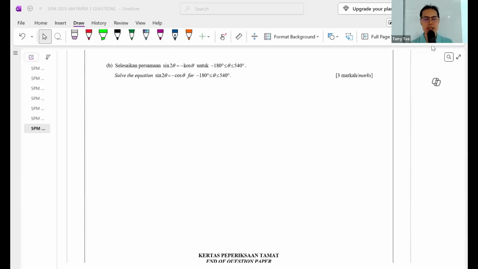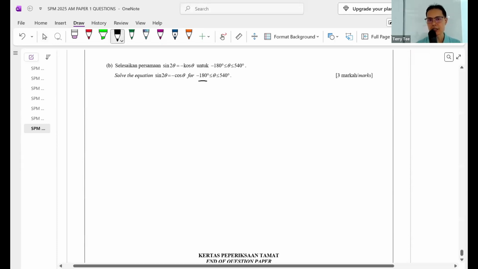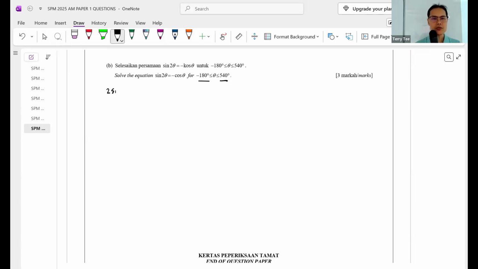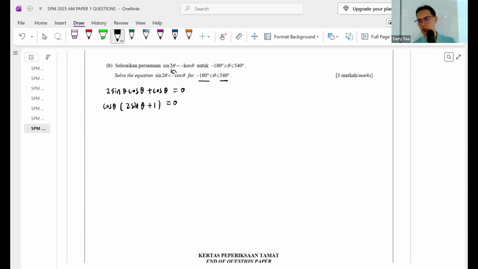Last one, partly you have to solve this equation, but take note that the angle starts from negative 180 to 540. Okay, so sine 2 theta, there's only one formula for sine 2 theta, which is what? 2 sine theta cos theta. The negative cos, I can throw to the left hand side, becomes positive cos theta, right? Now here we can factorize, take out cos theta, left with 2 sine theta plus 1, the result equals to 0. Okay, so guys, cos theta can be 0, right?